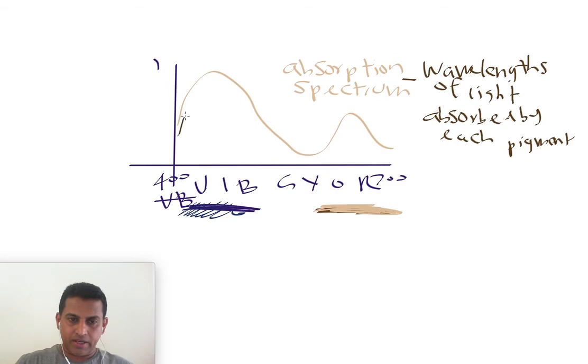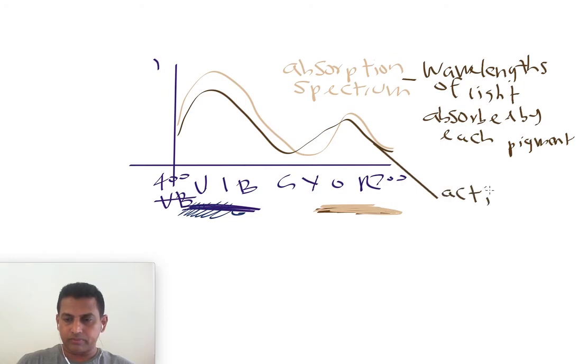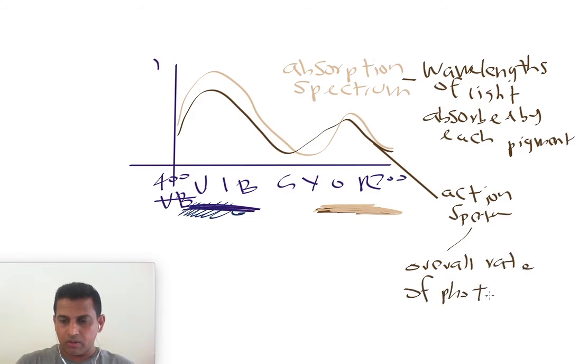And in more or less the same way we have another one called the action spectrum. The action spectrum indicates the overall rate of photosynthesis. As you can see, if each pigment absorbs the wavelength like this, that should be proportionate to the rate of photosynthesis. If the absorption is like this, the rate of photosynthesis overlaps more or less with the absorption spectrum and the action spectrum.